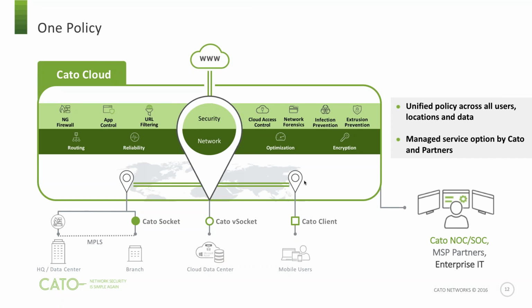The last piece is the policy engine. With the policy engine, we are able to enforce a unified policy across all users, locations, and data. It can be as granular as you want, but you can also enforce a policy across the organization. So for example, you can enforce a social media access policy within a specific time, and it will apply to users, both mobile, in fixed locations, cloud, etc.